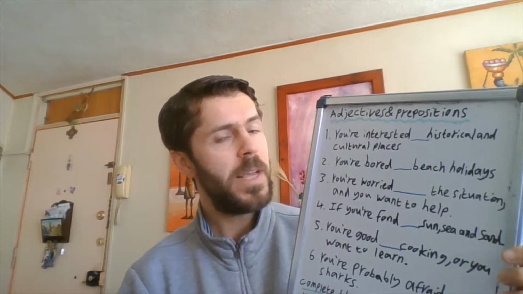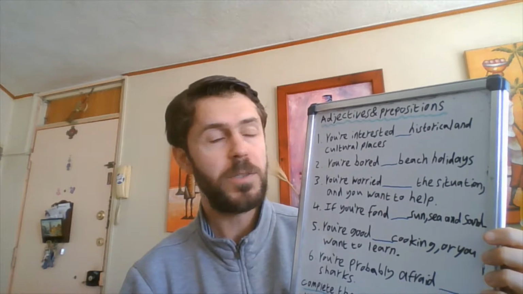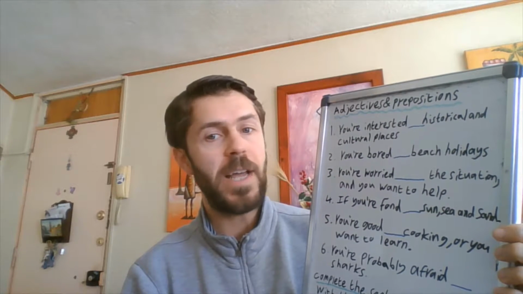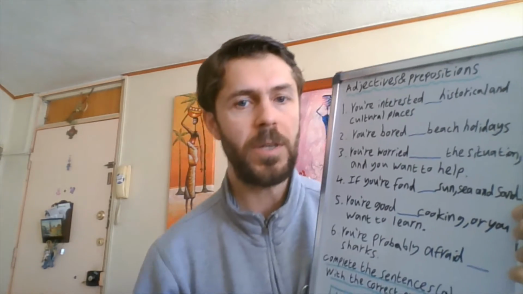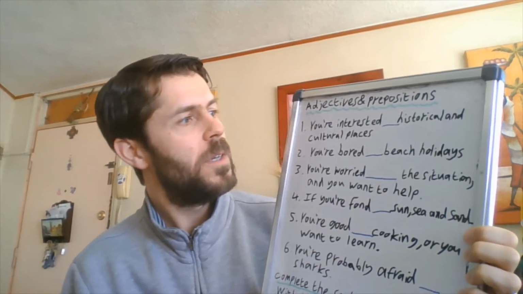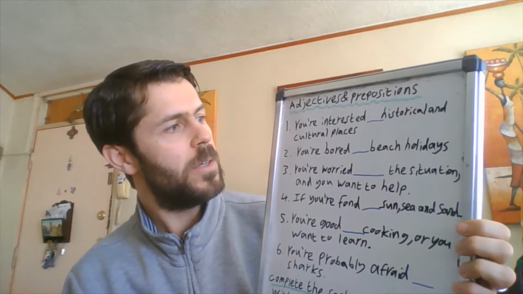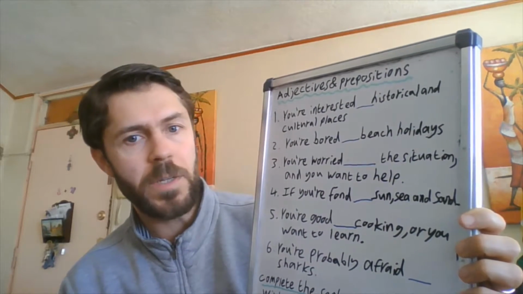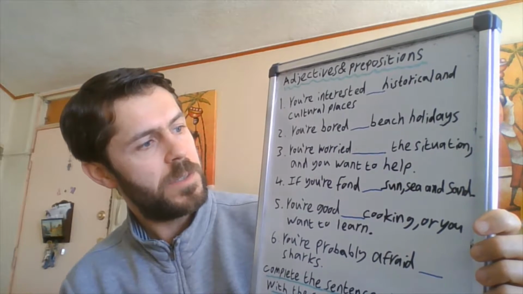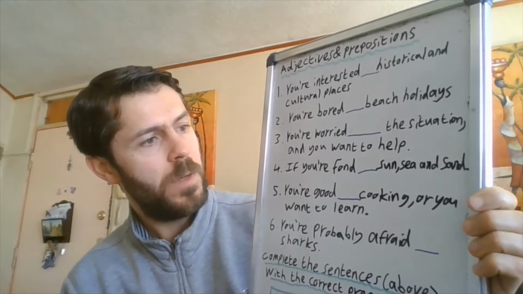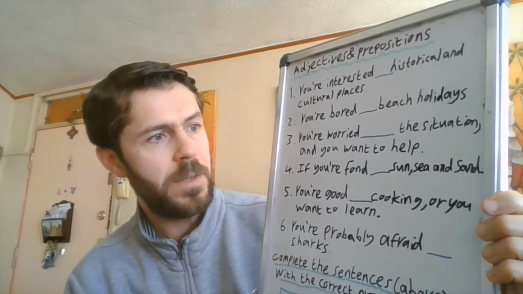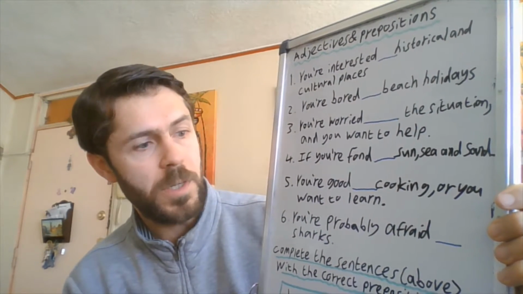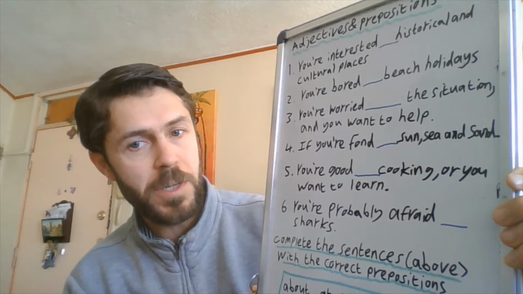So the next thing I'm going to ask you to do is first read these six sentences together. We're interested in adjectives and prepositions. Number 1 says: you're interested historical and cultural places. Number 2: you're bored beach holidays. 3: you're worried the situation and you want to help. 4: if you're fond sun, sea and sand. 5: you're good cooking or you want to learn. And 6: you're probably afraid sharks.